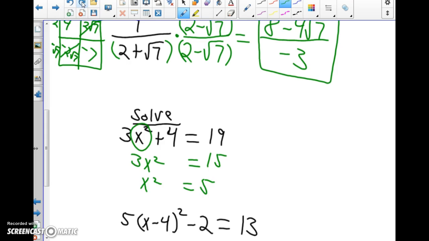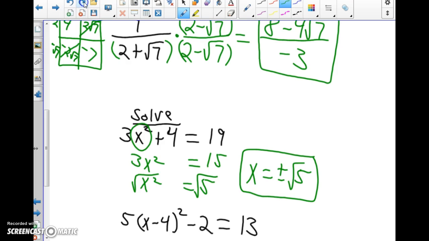Now you got x squared by itself. So now what do you have to do? Square root it. You got to square root both of these guys, like that. So then you get what? X equals square root of 5, plus or minus. It has to be plus or minus because it's quadratic. And that's the part you guys got to remember. So x equals plus or minus square root of 5.